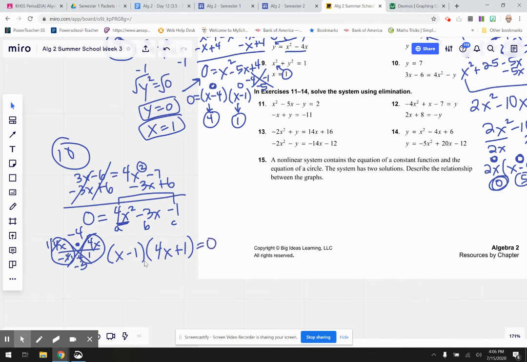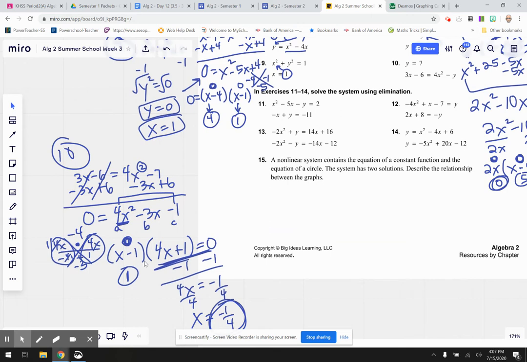Now that we have our two factors, we can say, well, what's going to make that equal 0 is going to be a 1. That's one solution. And what's going to make this equal 0? We have to subtract 1 on both sides. 4x equals negative 1, divided by 4. So x is negative 1/4. So there's your second answer. So you got 1 and negative 1/4.